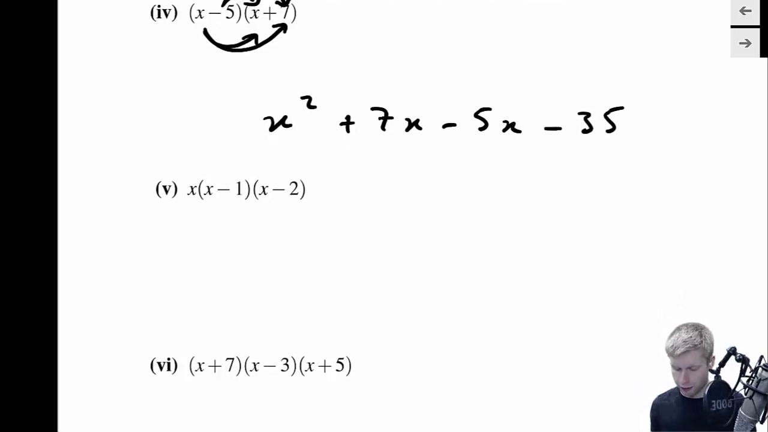And then we just need to simplify everything. So we have an x squared term. How many x terms do we have? Well, 7x, but we're taking 5x terms away, so we have plus 2x, then hanging around at the end we still have the minus 35.